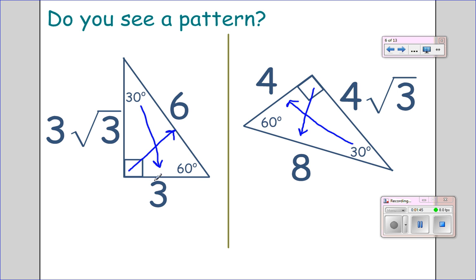Now the 30 side, which is 3 here, is also related to the 60 side, because if you notice, the 60 side is only multiplied by root 3 from what 30 was. So same thing here, 4 and 4 root 3.